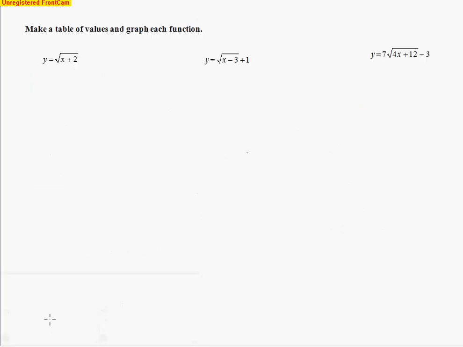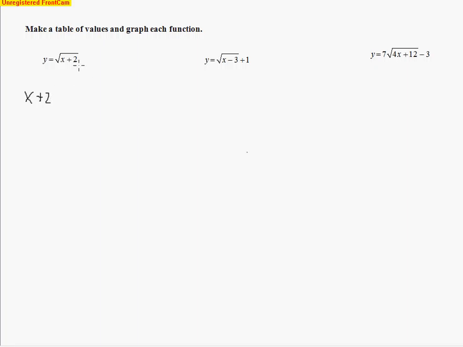So let's take a look at the next set. It says make a table of values and graph each function. So I'm going to end up using the graphing calculator, or at least the Casio FX 300, and the first thing I'm going to do is find the domain of the function.